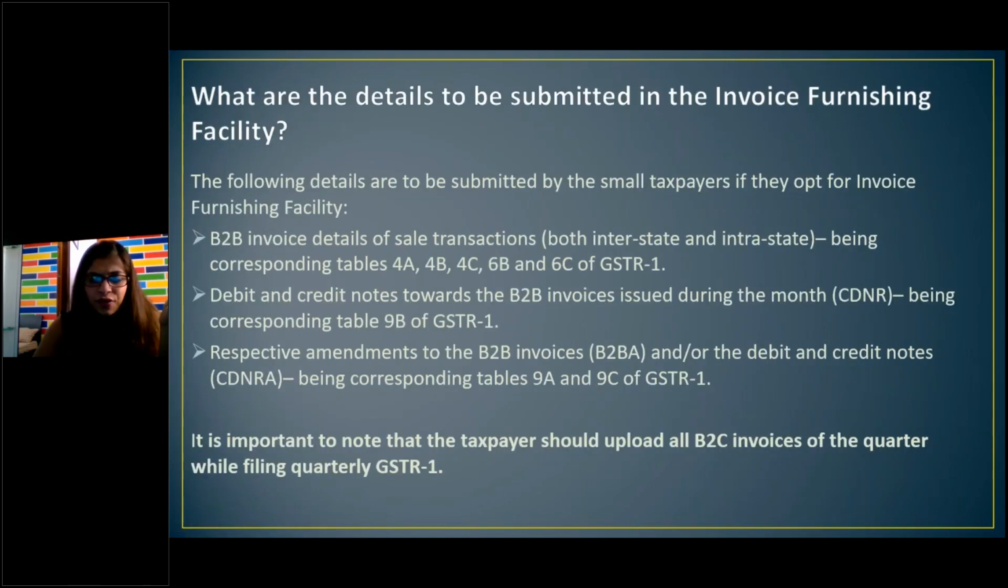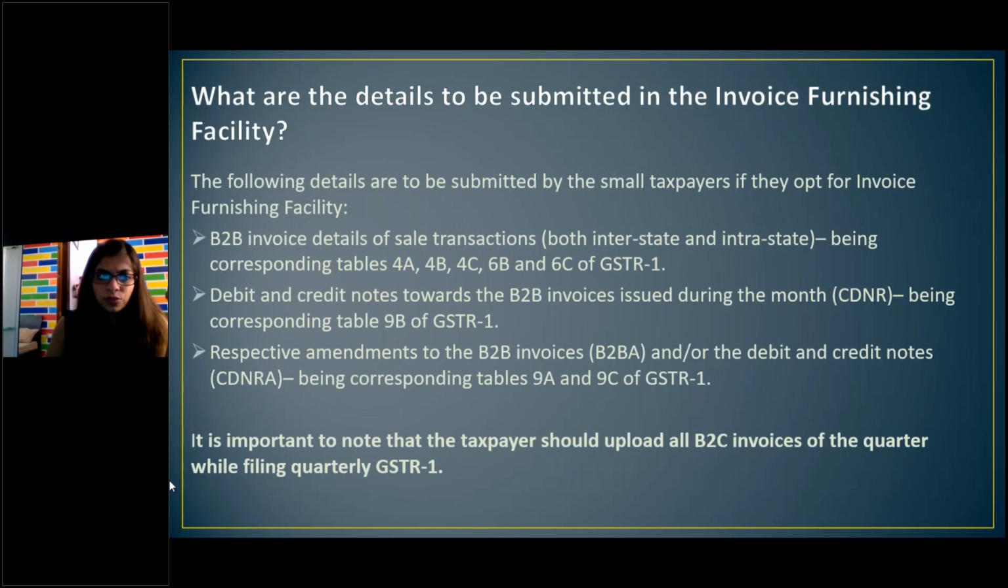Okay, IFF facility, it's the same. What you can furnish: B2B invoices, credit notes towards B2B invoices, and amendments in the credit debit notes or the B2B invoices. So only B2B things will get uploaded over here. It is important to note that the taxpayer should upload all B2C invoices for the quarter in the GSTR1. It cannot come into your IFF.